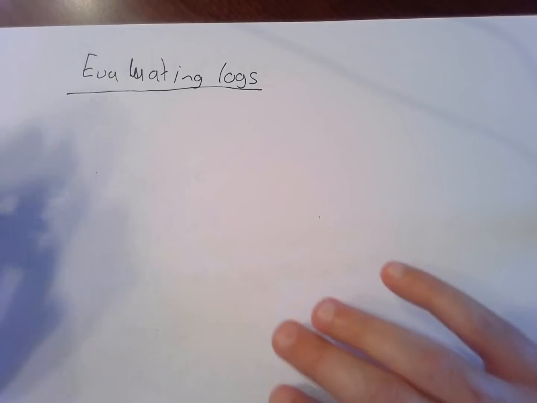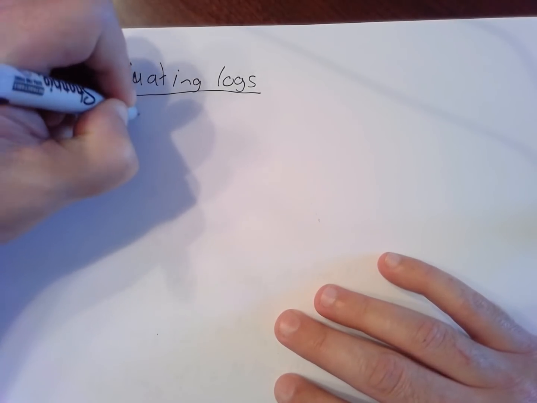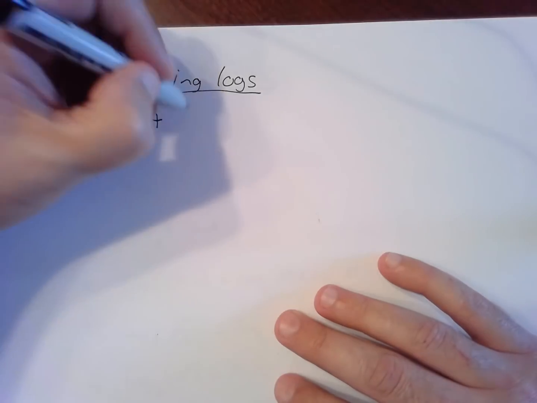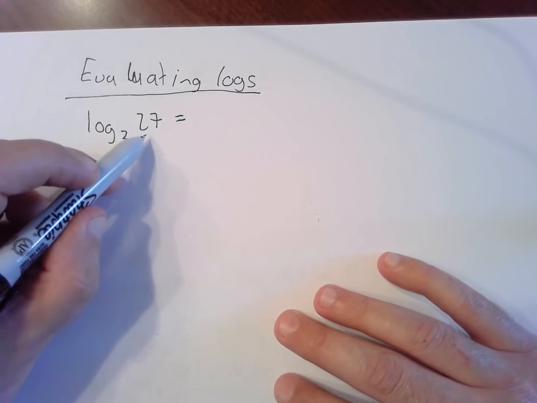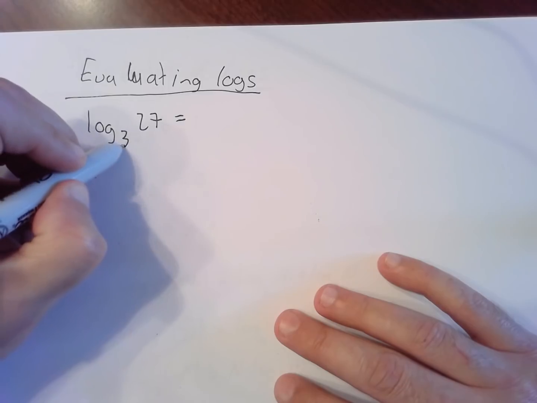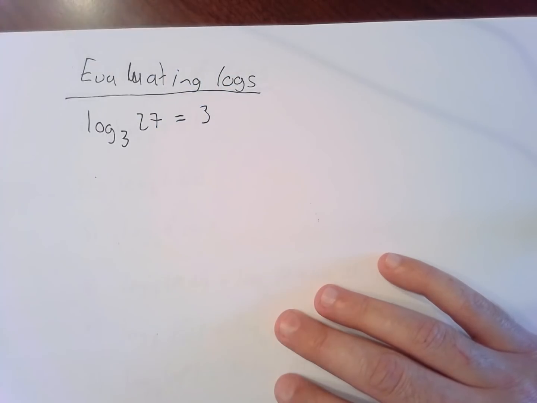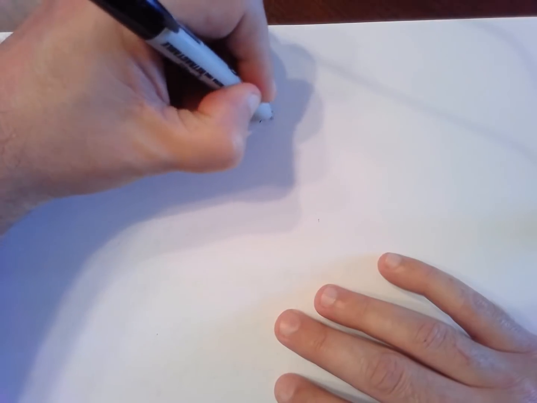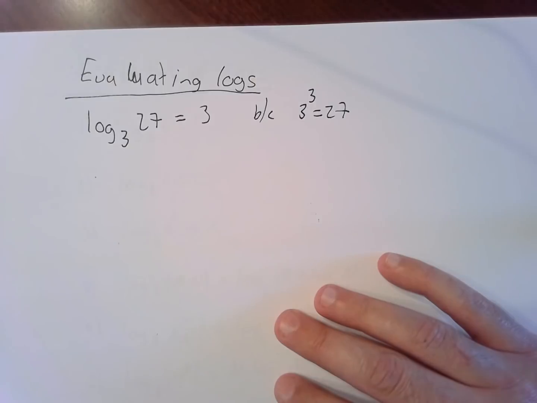Okay, so say I wanted, I don't know, log base 3 of 27. The question is, what power do you put on 3 to get 27? I'm not dividing. Nothing is divided here. It's not 27 divided by 3. It's what power do you put on 3 to get 27? And the answer is 3, because 3 cubed is 27.